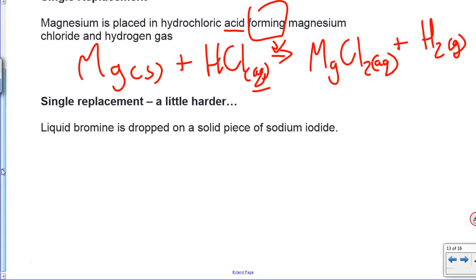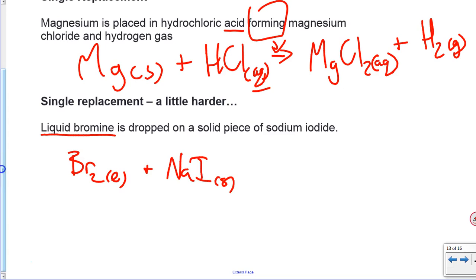Okay, let's look at something a little harder. We have liquid bromine dropped on a solid piece of sodium iodide. So let's break this down. Initially, we have liquid bromine. This is just, again, another diatomic, and we see this in the liquid phase according to our periodic table. Now we are adding it to a piece of sodium iodide, NaI. This is a solid because it says a solid piece right here. But what's different about this question is that we are not given any products. So we have to try to predict what the products are going to be.